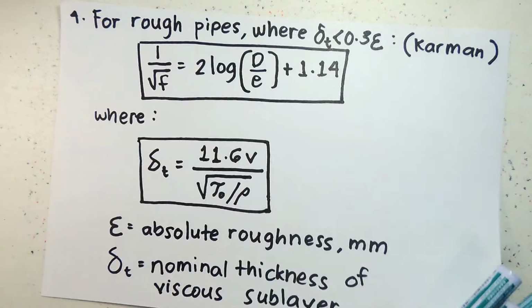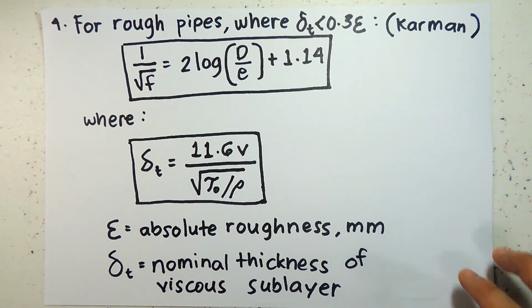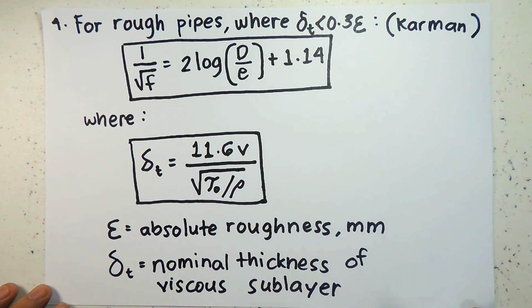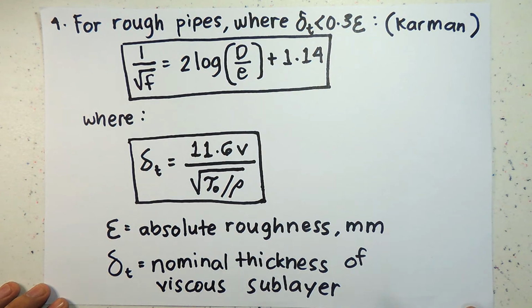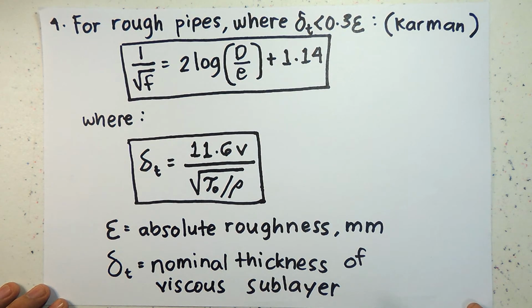So ang sunod ay kapag ang condition ay for rough pipes wherein the value of the nominal thickness of the viscous sublayer na na-discuss natin nung last video is sigma sub T is less than 0.3 by epsilon. So epsilon is the absolute roughness or the roughness height in millimeters. So this equation is known as Karman equation.